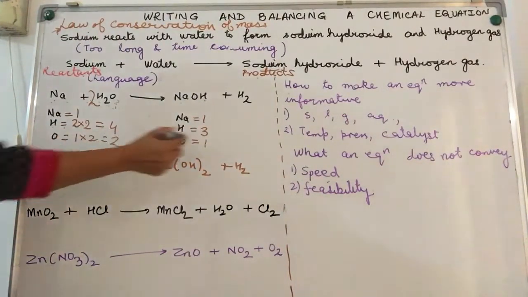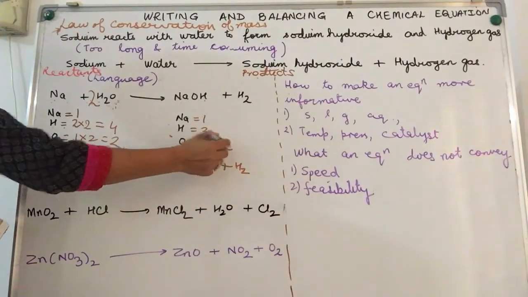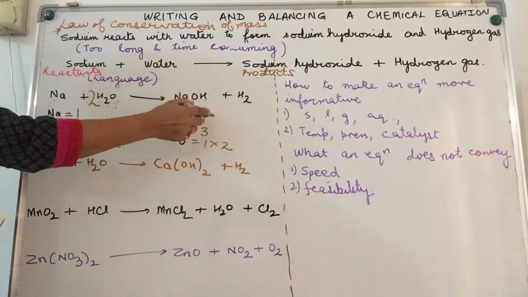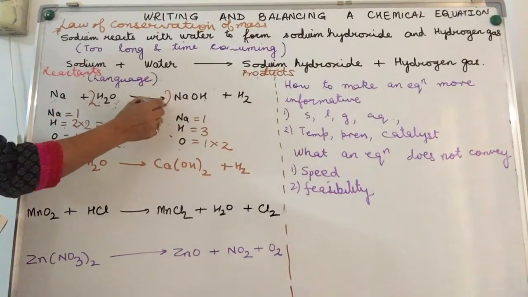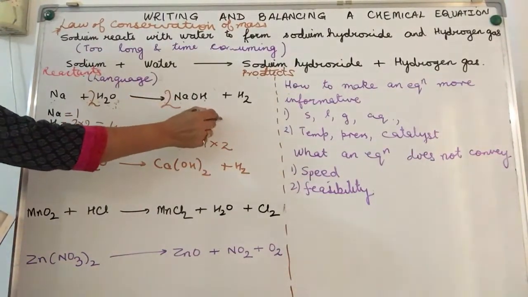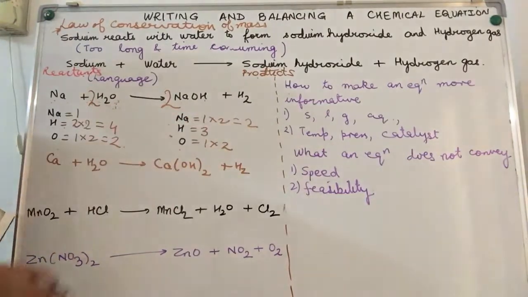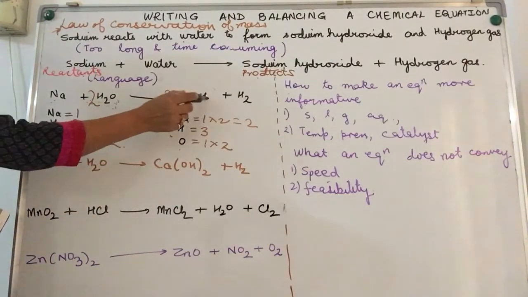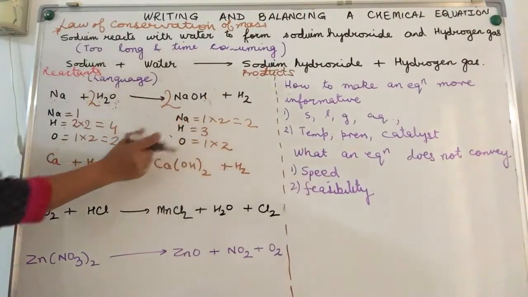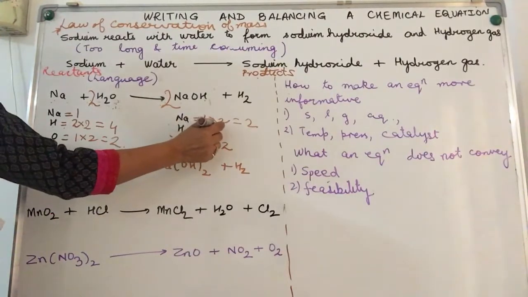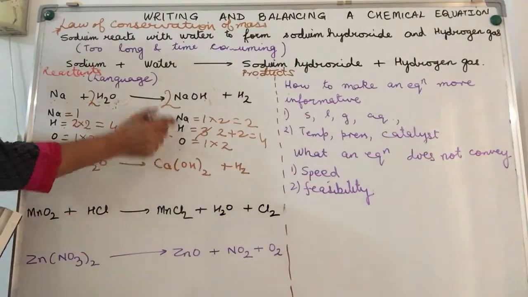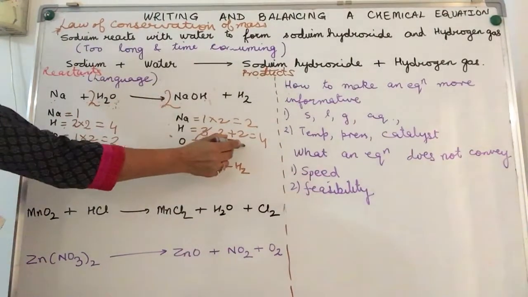So what do we have? What option do we have? Let's try and make this 2. How do we make this 2? As I said earlier, we cannot write a 2 outside it. We can write a 2 before it. Now sodium becomes 1 times 2, that is 2. Hydrogen now becomes 2 times 1, that is 2, plus 2 makes it 4. So instead of 3, I will have 2 plus 2 gives me a total of 4. Oxygen is 1 times 2, that is 2.